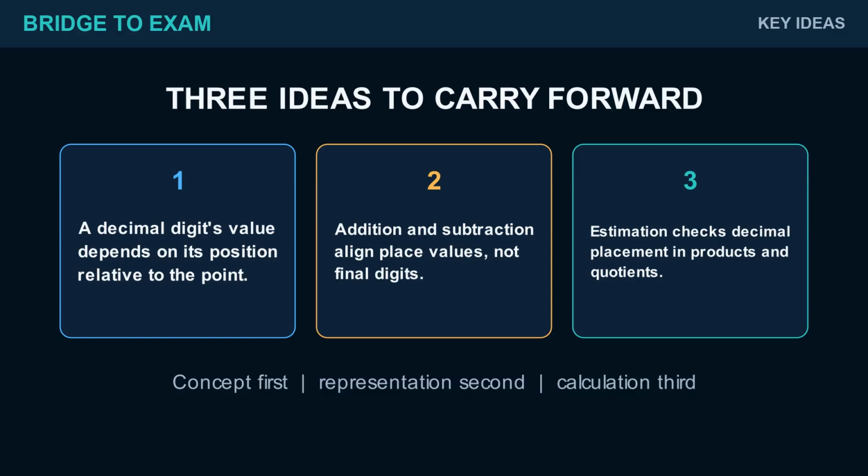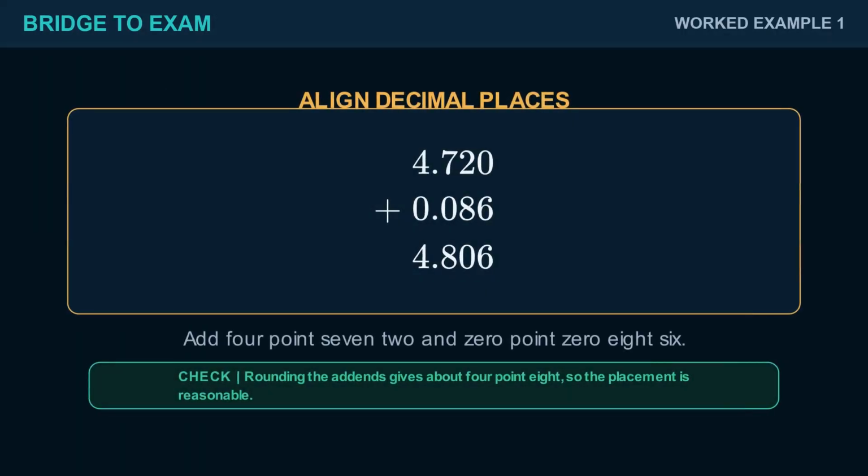3 ideas organize the lesson. First, a decimal digit's value depends on its position relative to the point. Addition and subtraction align place values, not final digits. Estimation checks decimal placement in products and quotients.